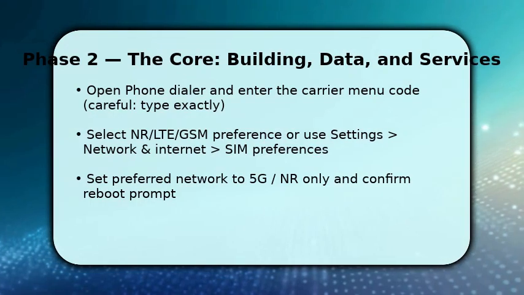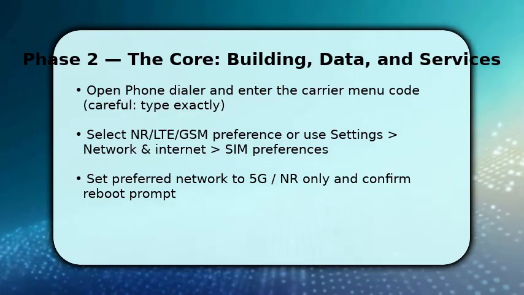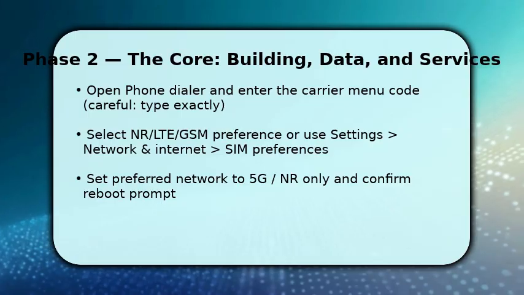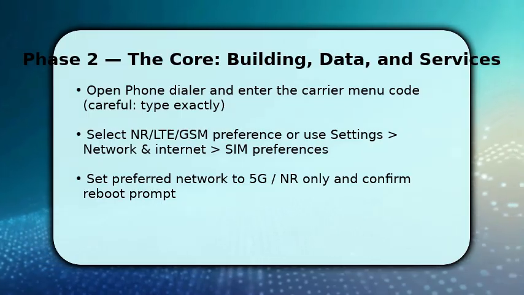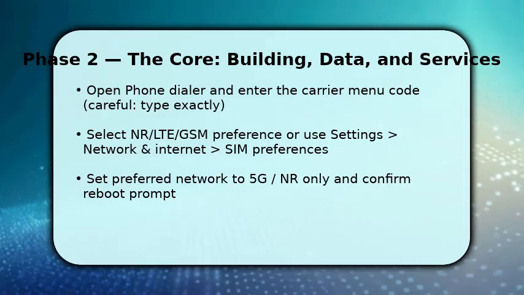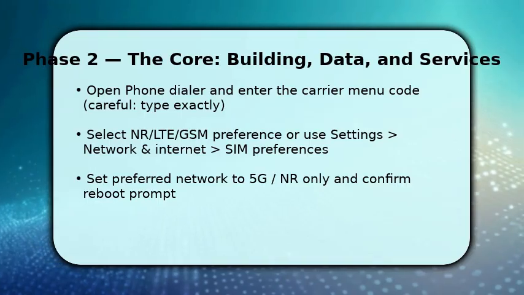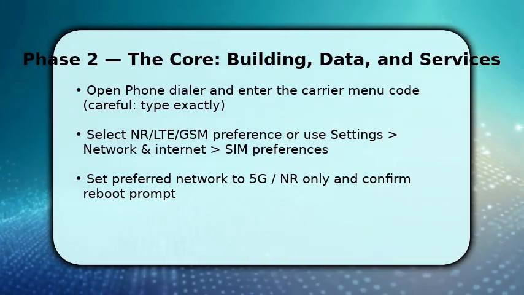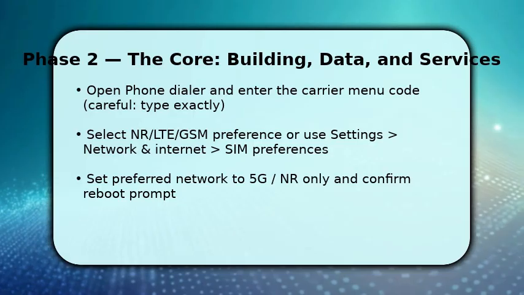You now access the menu that lets you force 5G-only mode. Dial the carrier or engineering code accurately or navigate Settings, Network and Internet SIM, then Advanced or Preferred Network Type. Choose NR or 5G only. This isolates the radio to 5G new radio versus fallback modes.